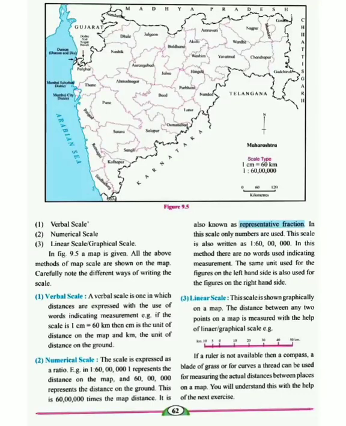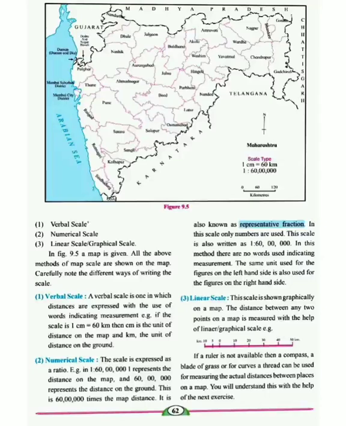In this method there are no words used indicating measurements. The same unit used for figures on the left hand side is also used for the figures on the right hand side, right? कि यहाँ पे पहले कैसे था, ऊपर वाले में verbal scale में it was like the one which was represented on the left hand side was in centimeter and the one represented on the right hand side was in kilometer. But in this both of them are represented in the form of numbers, right? There are no units, like the unit is same, मतलब जो numbers है, जो unit है वो दोनों जगह same है, and that is why it is called as representative fraction.